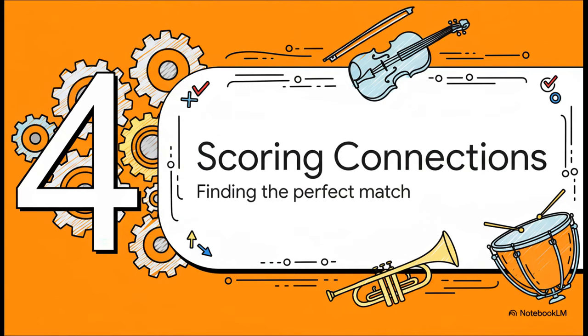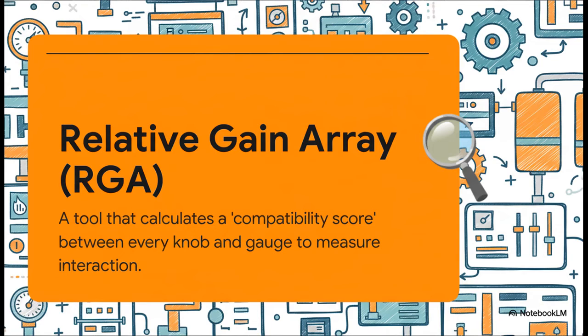and work the best? Well, you don't guess. You use a brilliant engineering tool that was designed for exactly this problem. It's called the relative gain array, or RGA for short. It was invented way back in the 1960s, and it's basically a mathematical way to measure that process interaction we talked about. You can almost think of it like a compatibility score from a dating app, but for industrial controls. It tells you which knob and gauge are the most natural fit for each other.